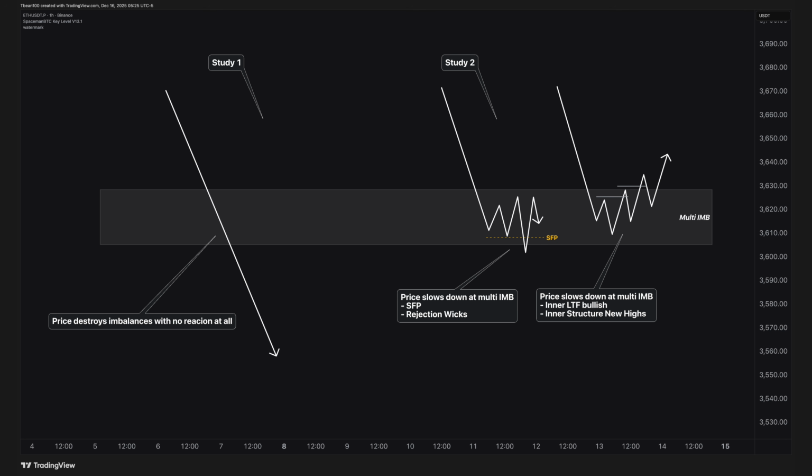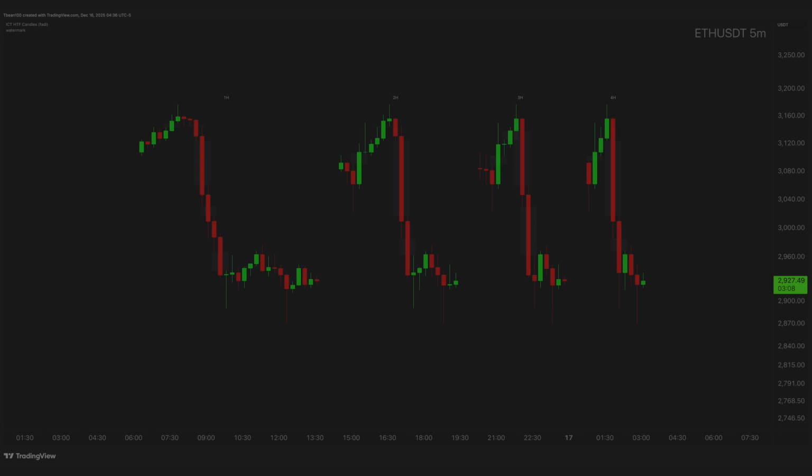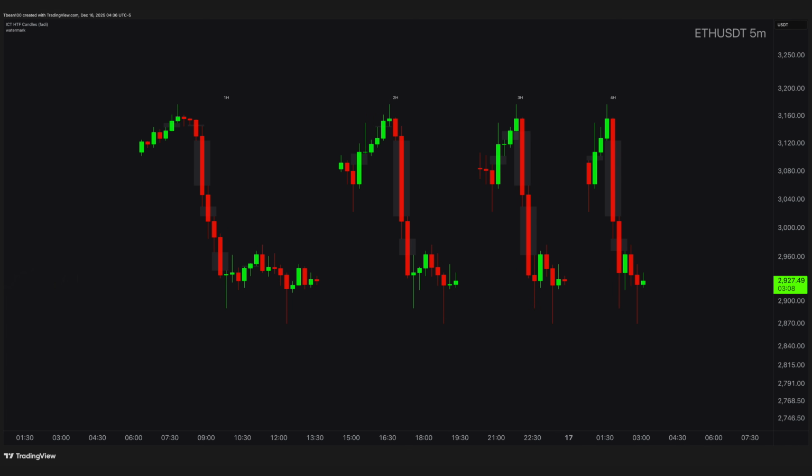You want to see if price keeps making new higher highs, showing that buyers are getting control. Basically, you are looking for an inner upward trend developing so you can eventually join the stronger side of the market. For example, Ethereum had a really great setup recently. I know a lot of you probably took this trade as well.